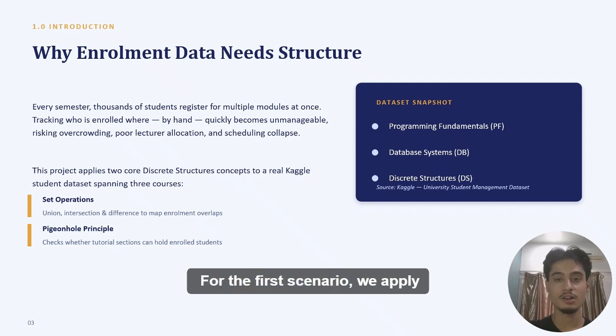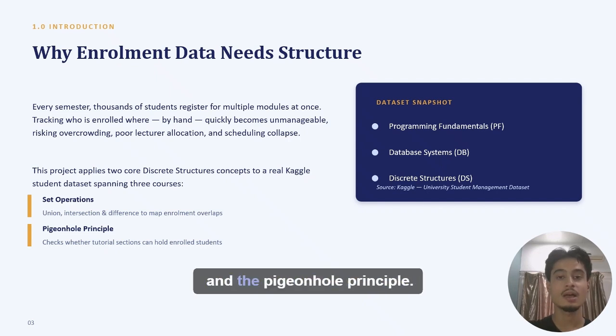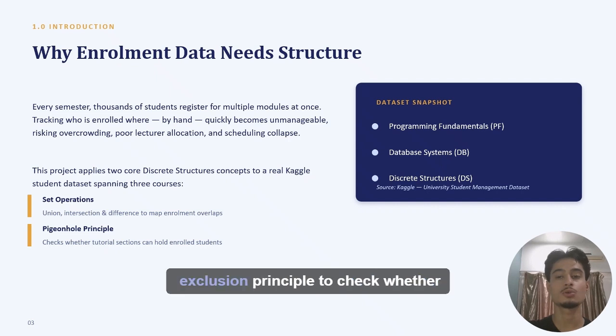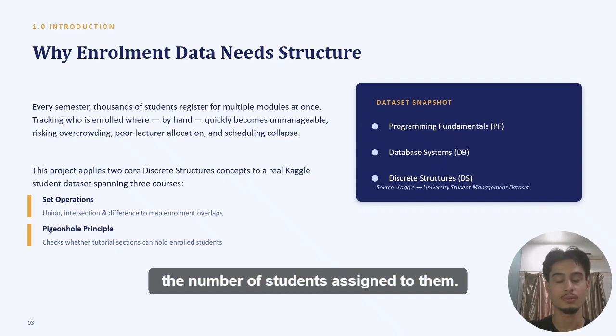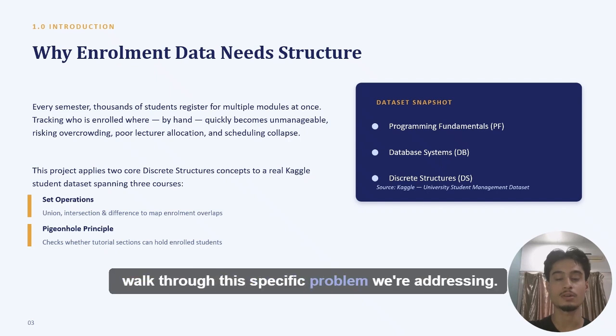For the first scenario, we apply two core discrete structures concepts, that is, set operations to map out how enrollments overlap across courses, and the pigeonhole principle. And for Scenario 2, we use the pigeonhole principle and the inclusion-exclusion principle to check whether tutorial sessions can actually accommodate the number of students assigned to them. I'll now hand it over to Celine to walk through the specific problem we're addressing.